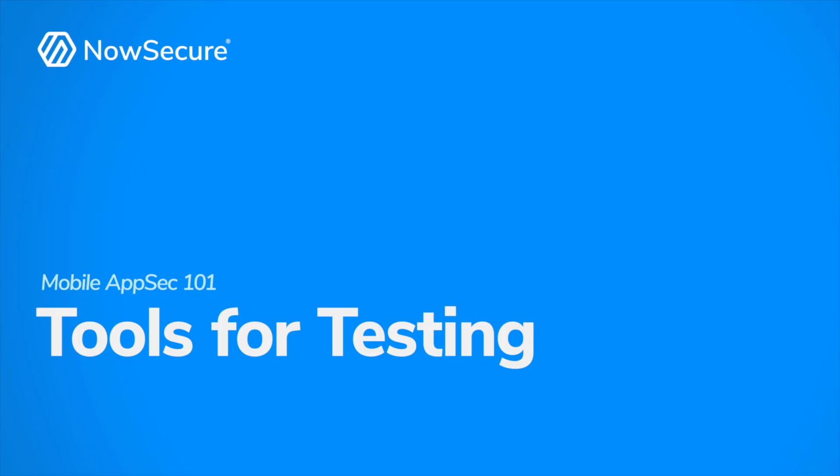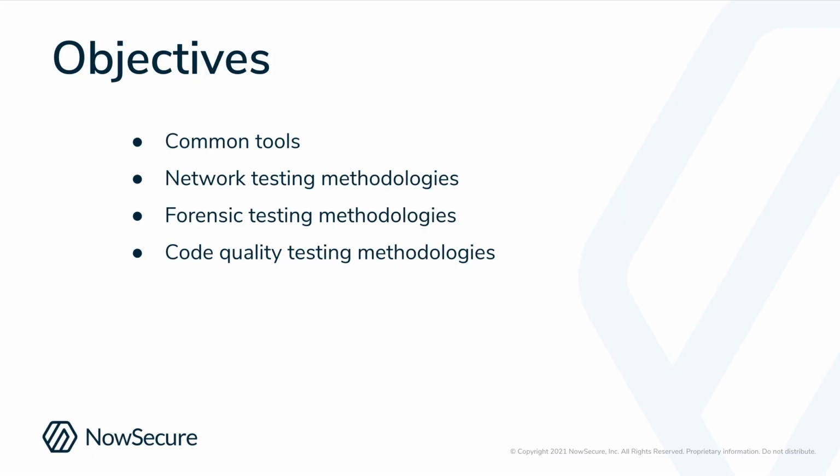Today is our last video, video 5 of the Mobile AppSec 101 series, and we're covering everyone's favorite topic, tools for testing. So we have a couple learning objectives today. We're going to talk about common tools that you might be using for doing mobile application security testing. But not only that, we're going to talk about some methodologies behind that testing when you first start using those tools and what you really should be doing. We're going to cover network, forensics, and code quality.